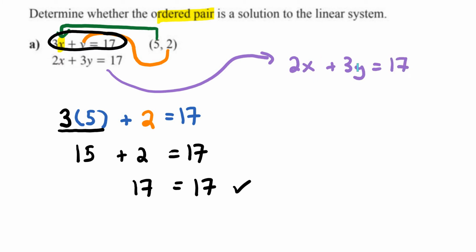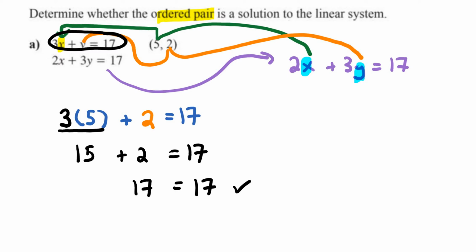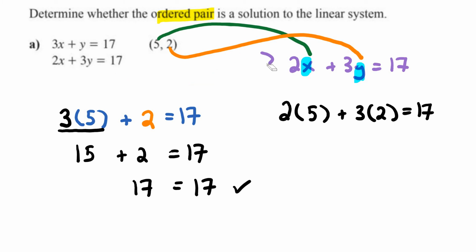And once again, you're taking this x and that y, and you're replacing it with the 5 and the 2. All right, so this will be 2 times 5 plus 3 times 2. So I do apologize that there's so many colors around here. Maybe that will replace it. There you go. So hopefully you'll see that this guy is that guy right there. Okay, so let's go ahead and evaluate this.